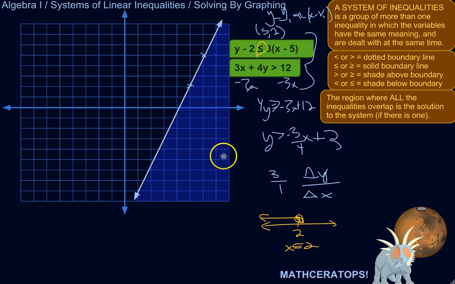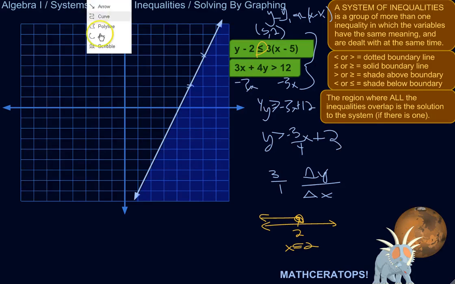So I've shaded underneath that. So everywhere that's shaded is a solution to this inequality. You know, this point, this point, this point, this point. Anything that's less than or equal to this boundary line would count for that inequality. So I'm going to graph the next one, and we want to see where they intersect, because that represents the solution set to the whole system of linear inequalities.